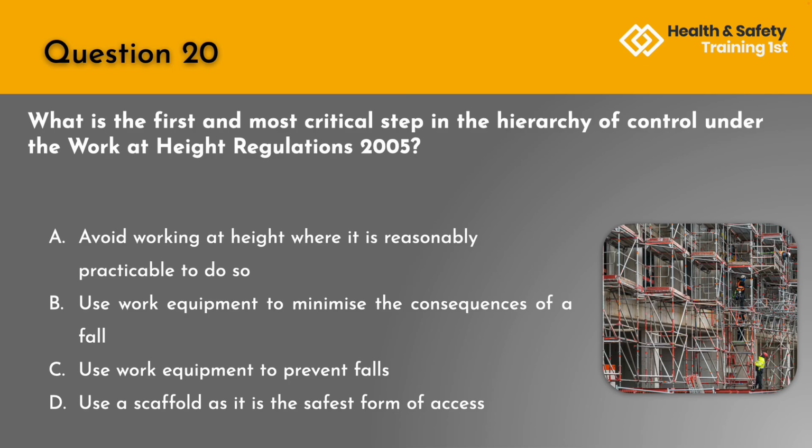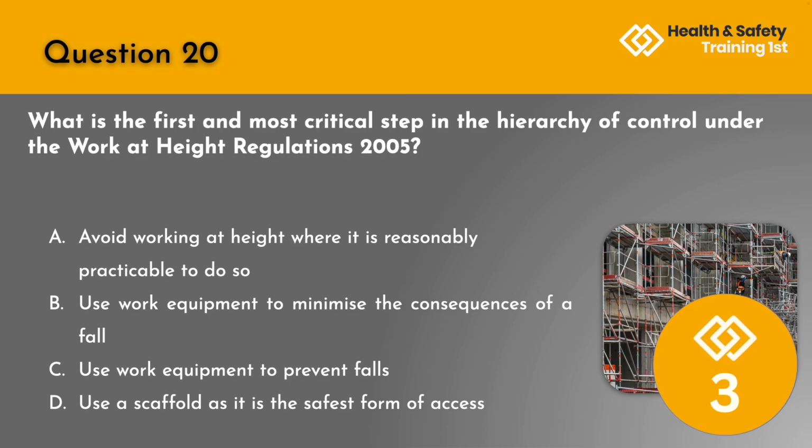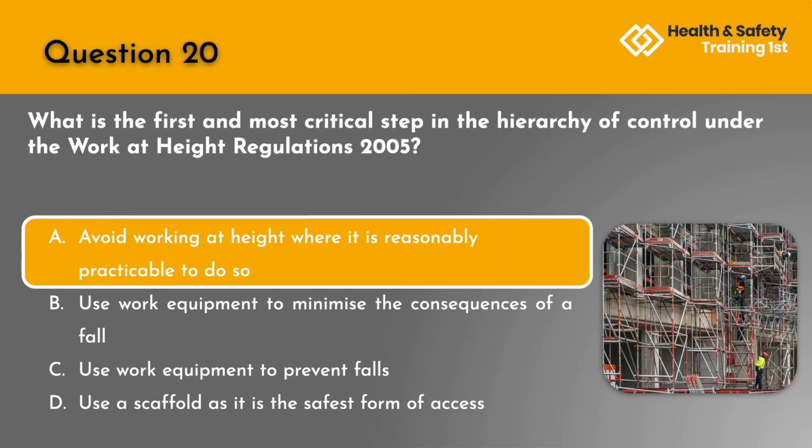B. Use work equipment to minimise the consequences of a fall. C. Use work equipment to prevent falls. Or D. Use a scaffold as it is the safest form of access. The correct answer is A. Avoid working at height where it is reasonably practicable to do so.